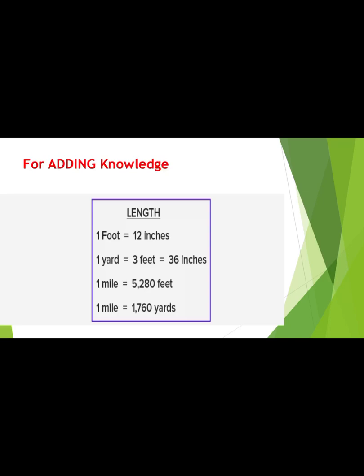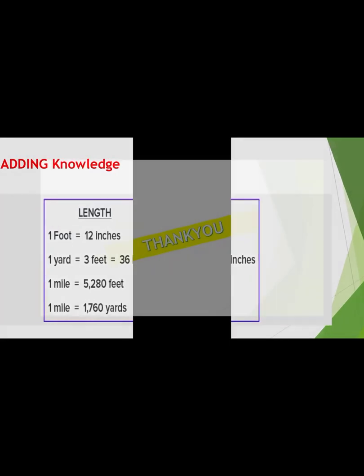For adding knowledge, here are some measurements of length from measuring units. You have to understand it. For measuring length, 1 foot is equal to 12 inches. 1 yard is equal to 3 feet. And 3 feet is equal to 36 inches. 1 mile is equal to 5,280 feet. 1 mile is again equal to 1,760 yards. So children, this is for extra knowledge. Remember it.